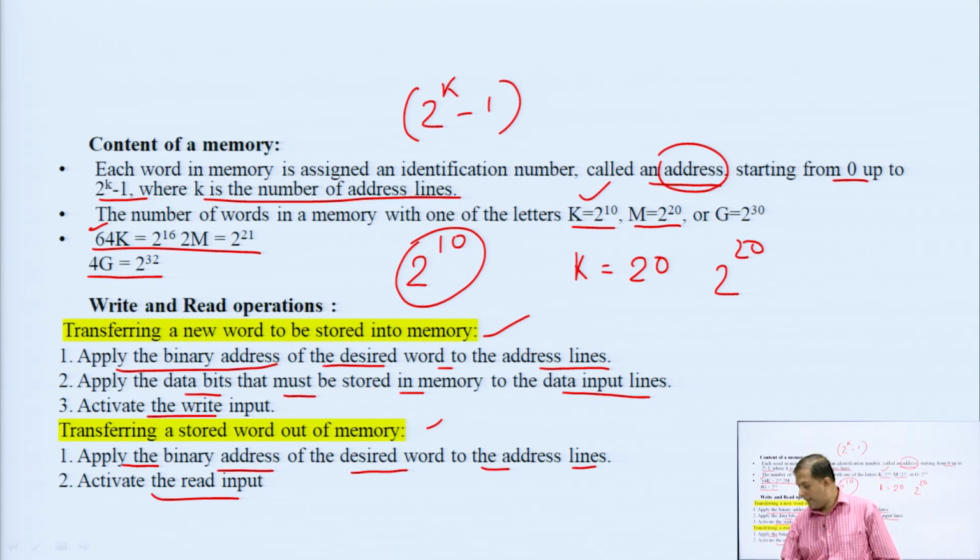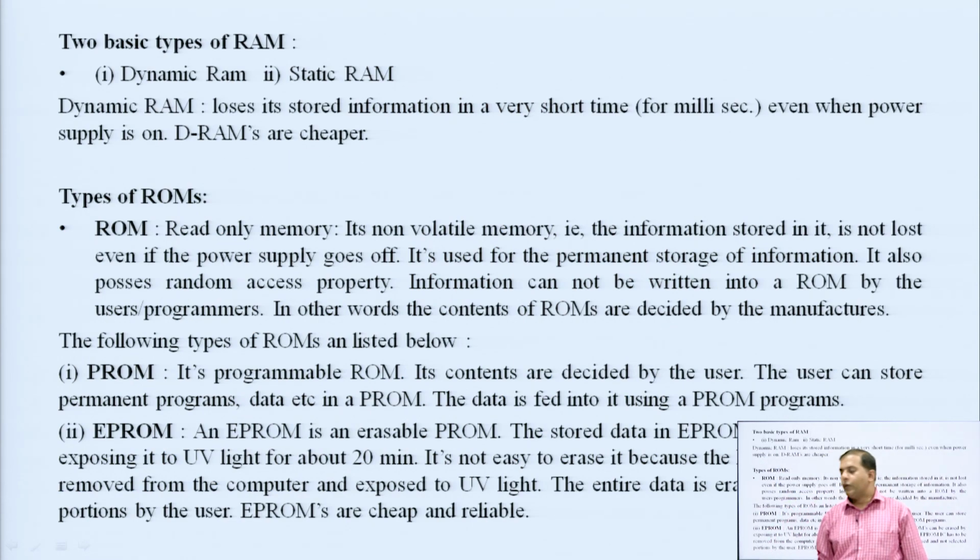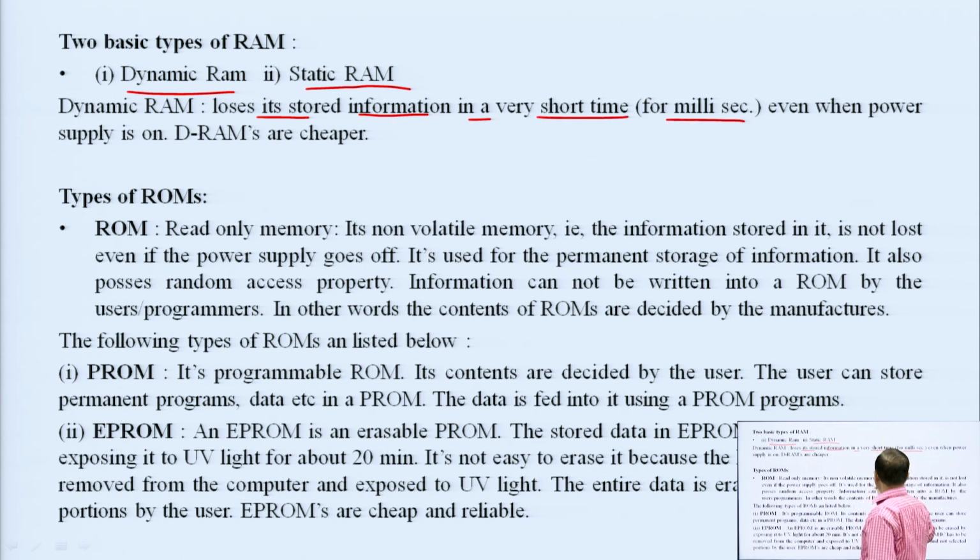Next, two basic types of RAM. There are two basic types: the first one is dynamic RAM and the second one is static RAM. What are they? Dynamic RAM loses stored information in a very short time, in milliseconds, even when the power supply is on. DRAM is a little bit cheaper. And static RAM is permanent.